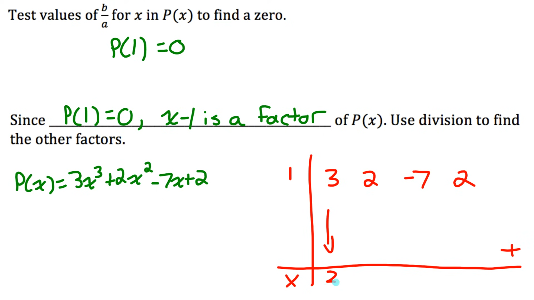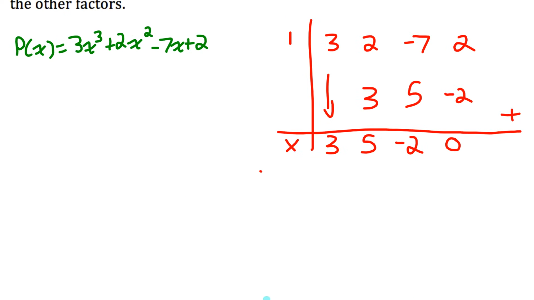Bring the first term down, multiply it by 1, add, I get 5, multiply, I get 5, add, I get negative 2, multiply, I get negative 2, add, I get 0. So keep in mind that 0 is the remainder. That's good. That means we've done it properly. And these are the coefficients of the quotient. So I can rewrite this polynomial in factored form. I can rewrite it as a product of the divisor and the quotient.